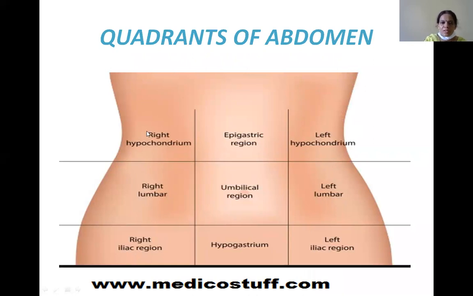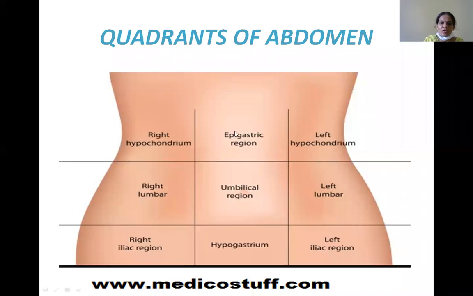So this is the right hypochondrium. This is the epigastric region. You have these 9 quadrants based on 2 vertical lines and 2 transverse lines. 2 vertical lines from the mid-clavicular lines, and the 2 transverse lines. One is the upper transverse line, which is drawn from the subcostal region, and the lower transverse line is from the iliac region. Okay, so these divide the abdomen into 9 quadrants.